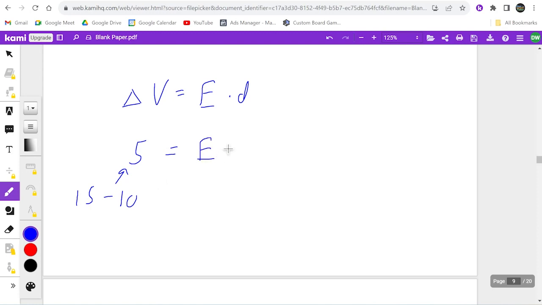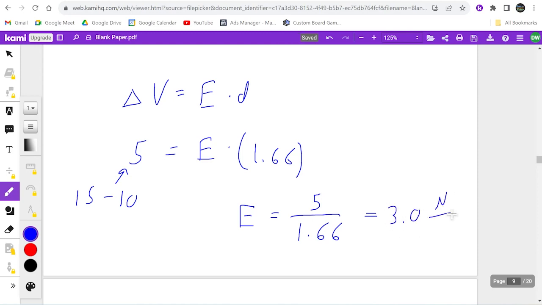That equals the electric field times the distance. The distance, we just said it, was 1.66. And so then I divide both sides by 1.66. And I get an electric field of 5 divided by 1.66. And that is about 3.0 newtons per coulomb, which are the units for the electric field. Now we're still going to find the direction, but any questions before we move on to the direction for number 20?